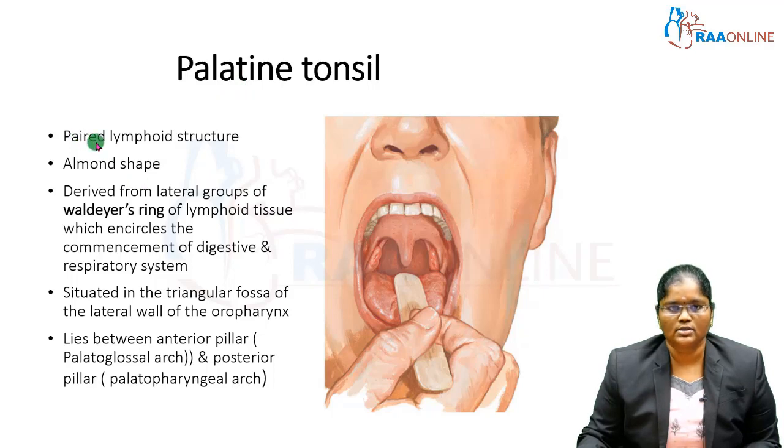The palatine tonsil is a paired lymphoid structure. It is almond shaped. This palatine tonsil is derived from the lateral group of Waldeyer's ring of lymphoid tissue, which encircles the commencement of the digestive as well as respiratory system. Here inside the oral cavity, you can see two bulged structures in the lateral wall of the oropharynx. So this is the palatine tonsil.